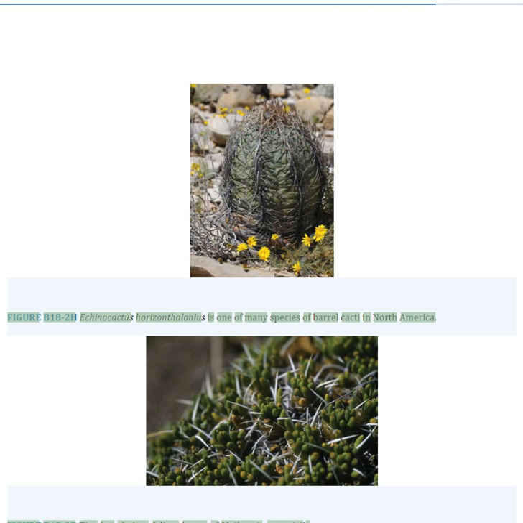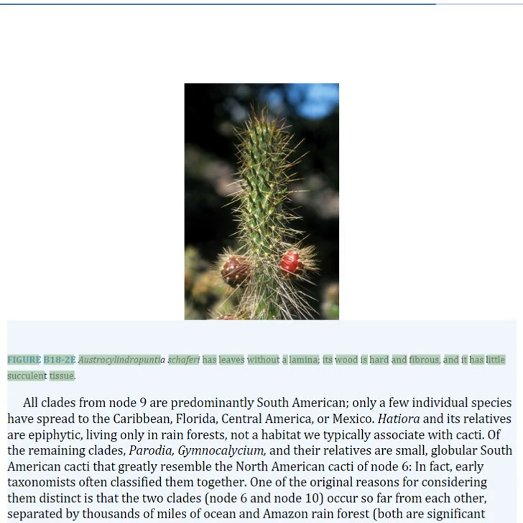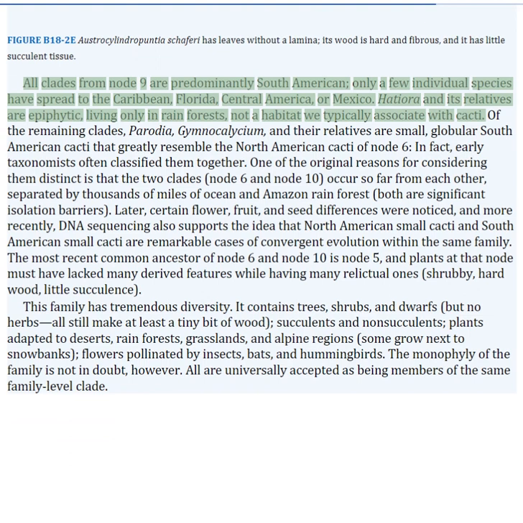Figure B18, 2d: tiny but obvious foliage leaves of Meiwenia poapigii. Figure B18, 2e: Austrocylindropuntia (Opuntia) shaferi has leaves without a lamina. Its wood is hard and fibrous, and it has little succulent tissue. All clades from node 9 are predominantly South American. Only a few individual species have spread to the Caribbean, Florida, Central America, or Mexico.